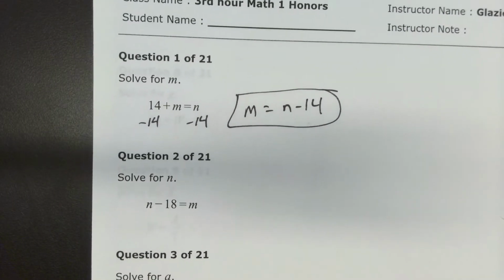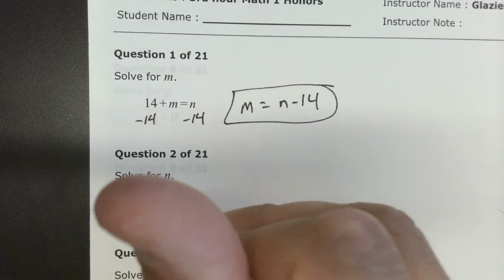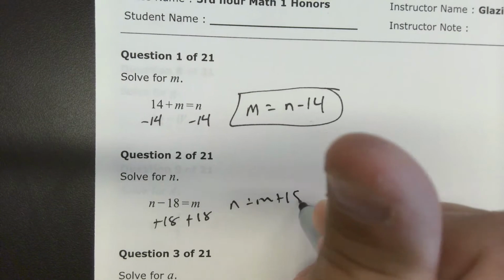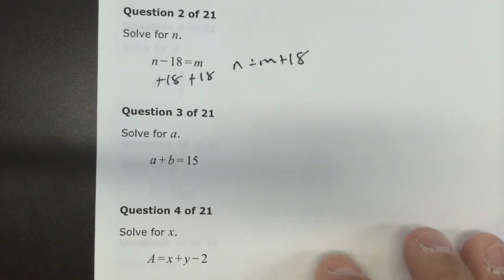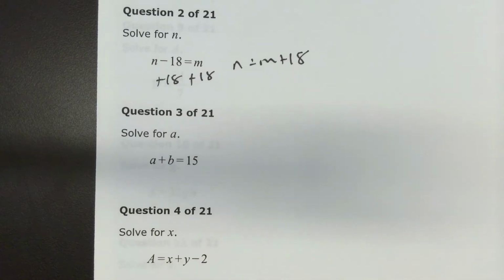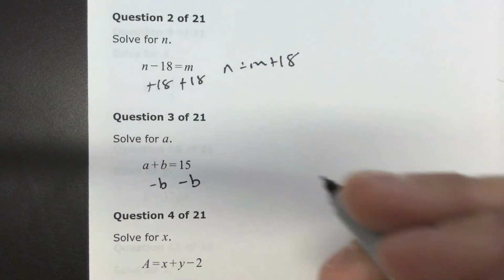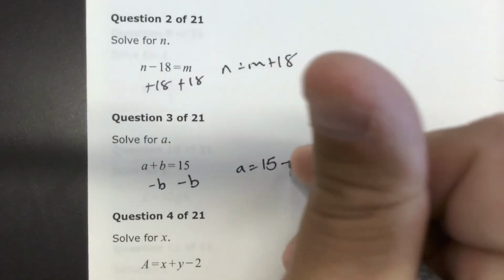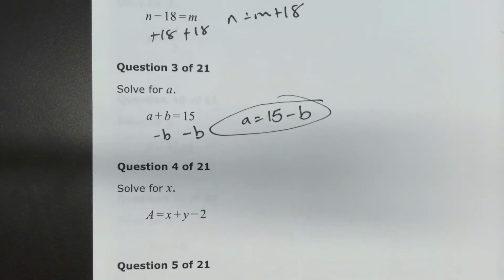Question number two is just as easy. We're going to add 18 to both sides. We get n equals m plus 18 because we're solving for n. Question number three says solve for a. How would I solve for a there? Someone who's trying to give me an idea. Back row, Ryan. Yeah, we can subtract b from both sides, which gives us a equals 15 minus b, and a is alone. Does everyone see that? Okay.